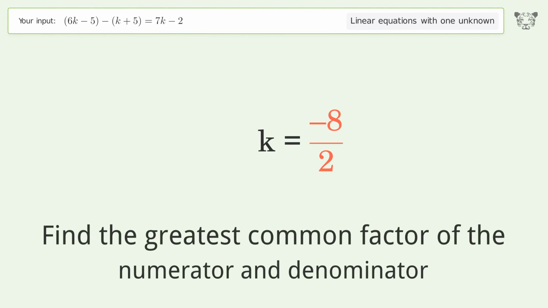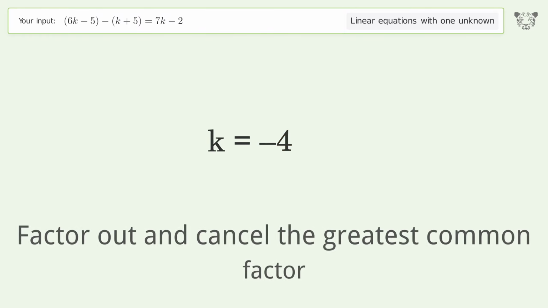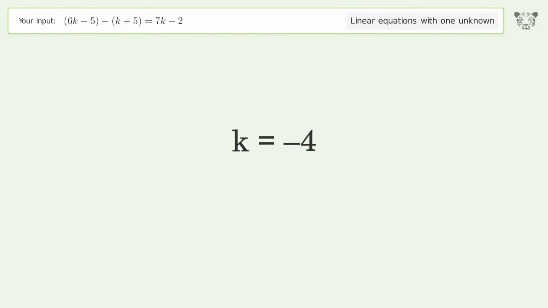Find the greatest common factor of the numerator and denominator. Factor out and cancel the greatest common factor. And so the final result is k equals -4.